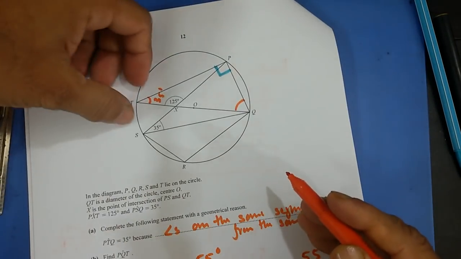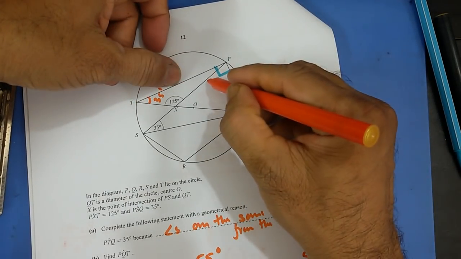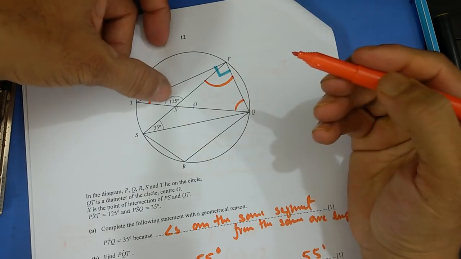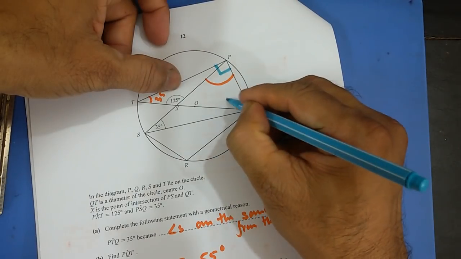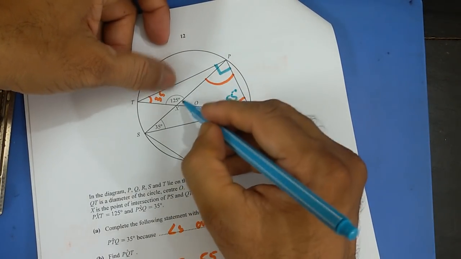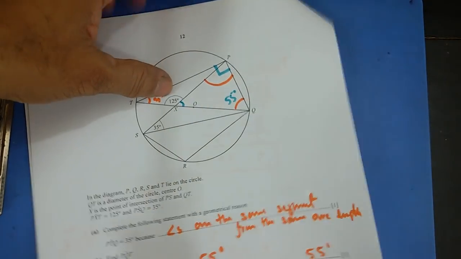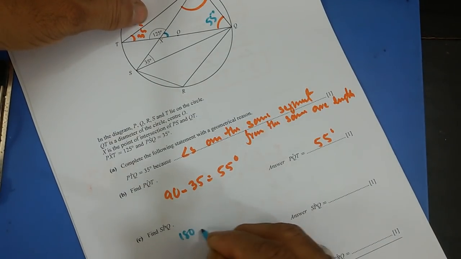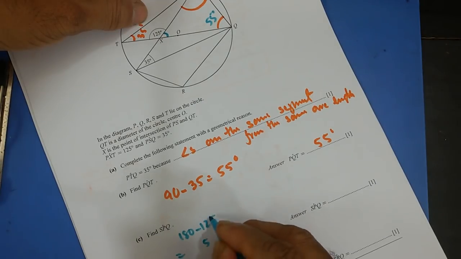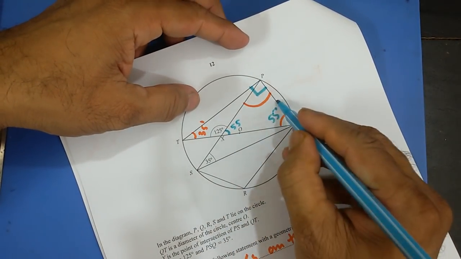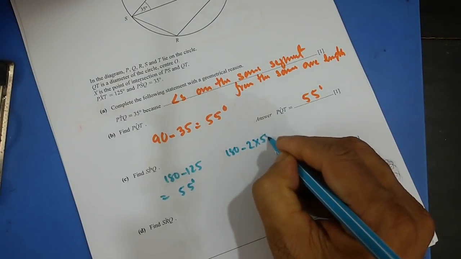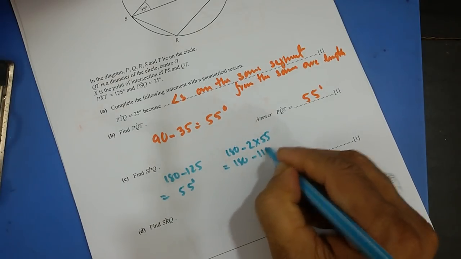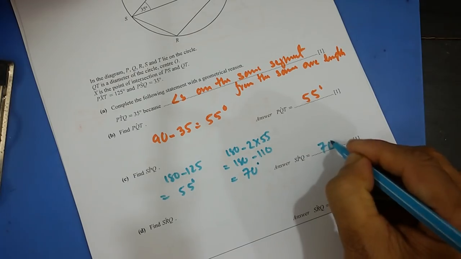And then SPQ, this angle. Okay, we need to find out this angle. Let me write down this angle over here is 55. And this is a straight line, so we can calculate this angle. This angle is supposed to be 180 minus 125, so that's going to be 55. Okay, so these two sides are equal. So this angle is supposed to be 180 minus 2 times 55. So 180 minus 110, that's going to be 70 degrees.